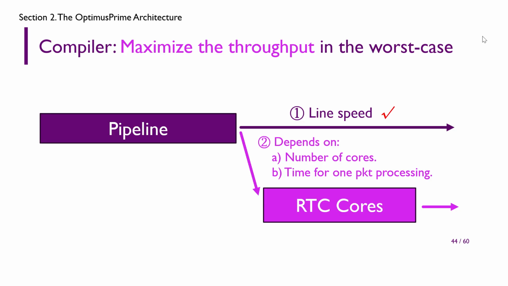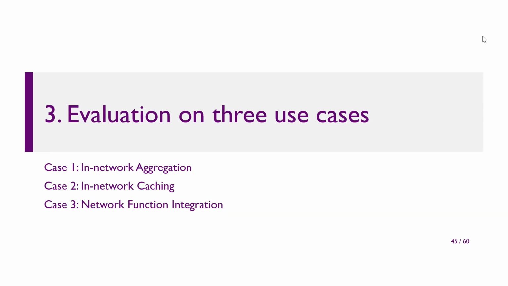It can be seen that the first data pass is always at the line speed, while the throughput of the second pass is related to two factors: number of cores and the time for one packet processing. We develop an optimization algorithm to solve this problem. Next, we will select 3 typical use cases to show how our architecture can satisfy requirements of different applications.